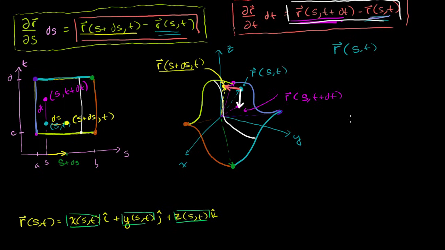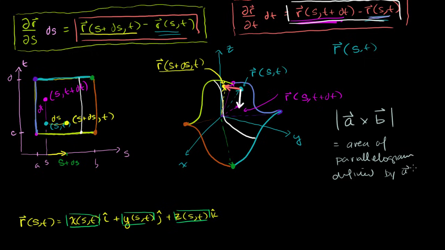Now, you may or may not remember this, and I've done several videos where I show this to you. But if I take two vectors and I take their cross product, so the cross product of a and b, and I take the magnitude of the resulting vector. Remember, when you take the cross product, you get a third vector that is perpendicular to both of these. But if you just take the magnitude of that vector, that is equal to the area of the parallelogram defined by a and b.